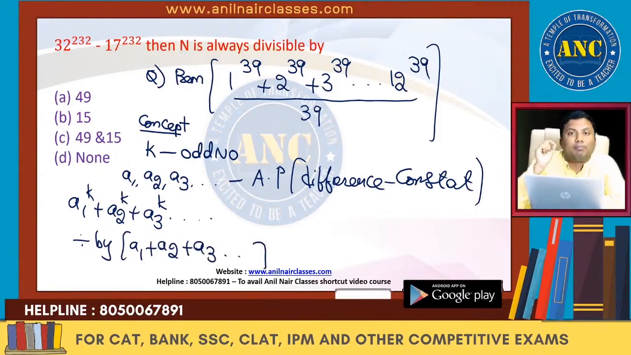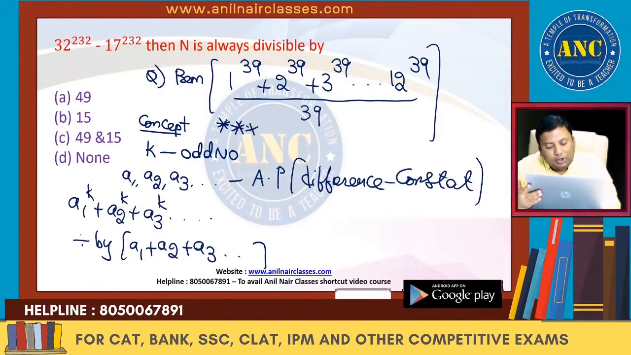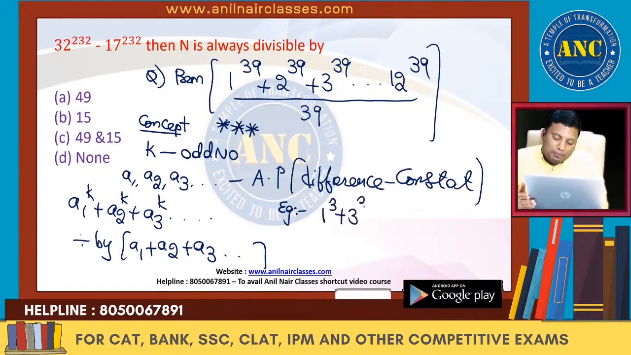If the power is an odd number, and the difference between the bases, excluding the powers, is the same, then the series is said to be in arithmetic progression. If k is an odd number, a1 power k plus a2 power k plus a3 power k is always divisible by the sum of the bases, which is a1 plus a2 plus a3 and so on. For example, 1 power 3 plus 3 power 3 plus 5 power 3. Listen carefully. 1, 3, 5 are in arithmetic progression. 3 is an odd number.